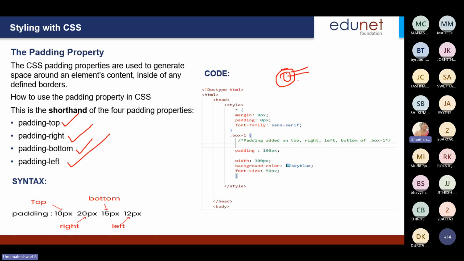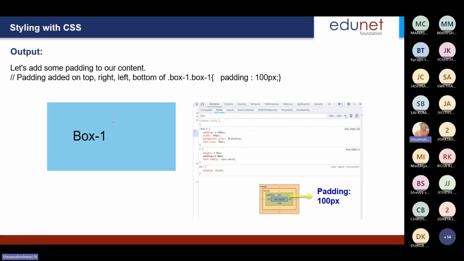So we can give a space on top, or I can give it on the left, or on the bottom, or on the right. So this is how. The main point is space around an element's content, inside of any defined border. So that's called the padding property. So next is the output.